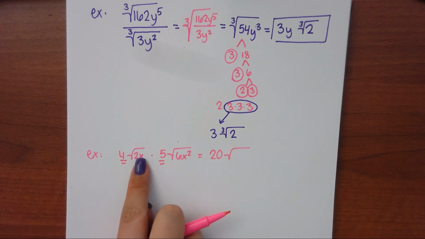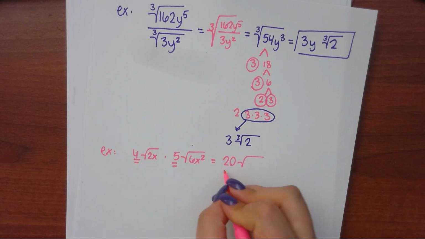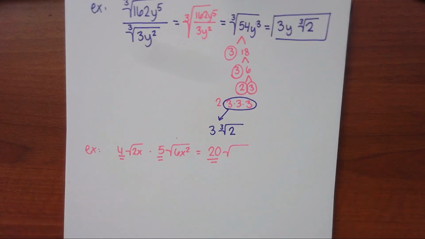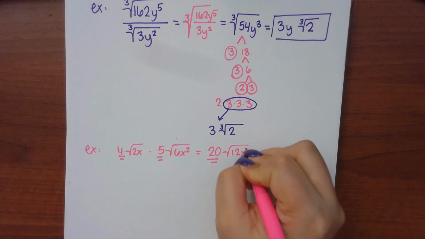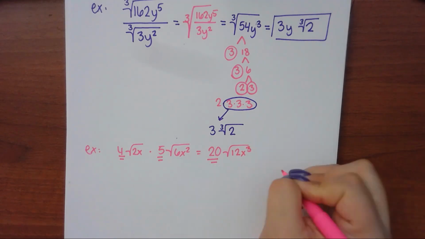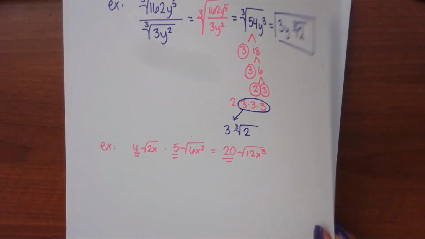I didn't want to do this problem. It's part of your classwork today, number 31, but just to give you an example and kind of get you started on it. You're going to multiply 4 and 5 together to get 20. And then everything else would multiply underneath. I think it multiplies to 12x cubed, and then you would simplify it. So that still needs to be simplified, but that just gets you started with that problem.